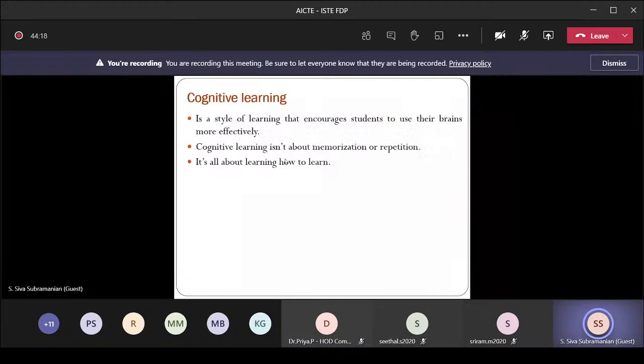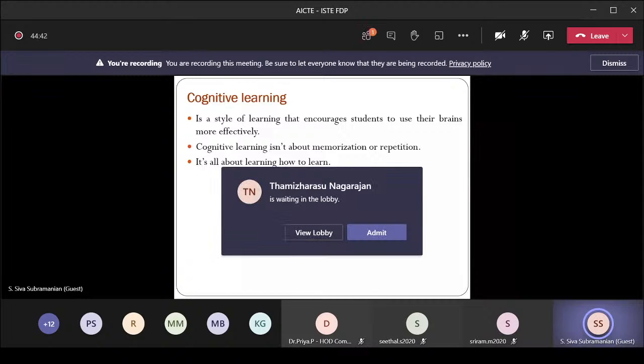Under the cognitive domain, as I already said, it's a style of learning that encourages students to use their brain. Right? A question might arise: are our students not using their brains? Do I have an answer from a participant? Are our students not working their brains? Can somebody unmute themselves and speak out?